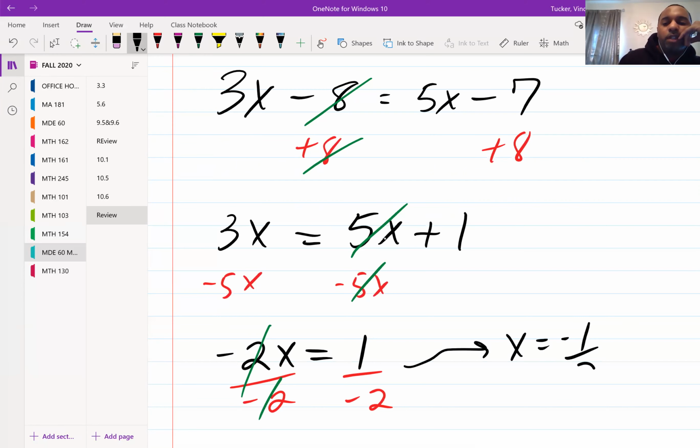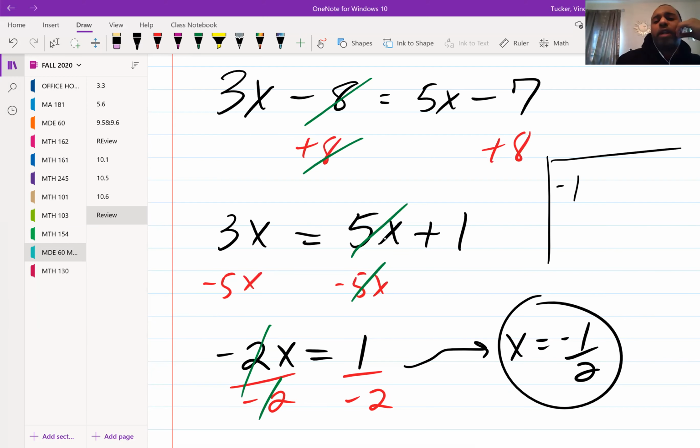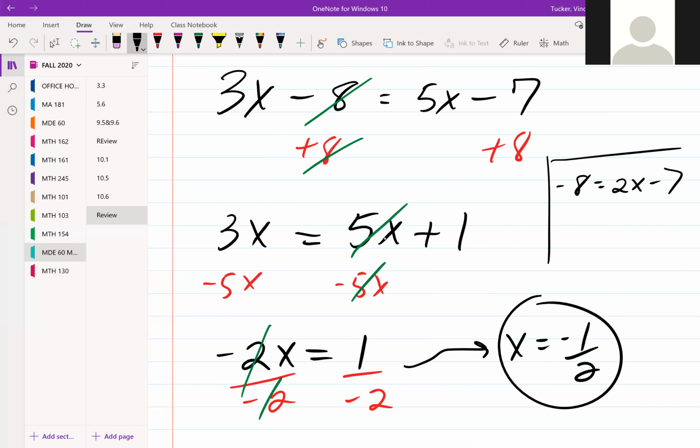So now you said you did it the other way. And what was your other way? The other way, I subtracted a 3 from both sides. And then I ended up with -1. Hold on. So when you subtract the 3x from both sides, the first thing you will have is -8 equal to 2x minus 7, right? Yes. And then you added 7 to both sides. And then that should equal -1 equals 2x.